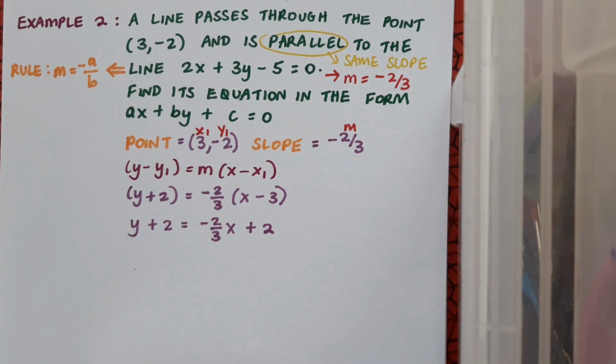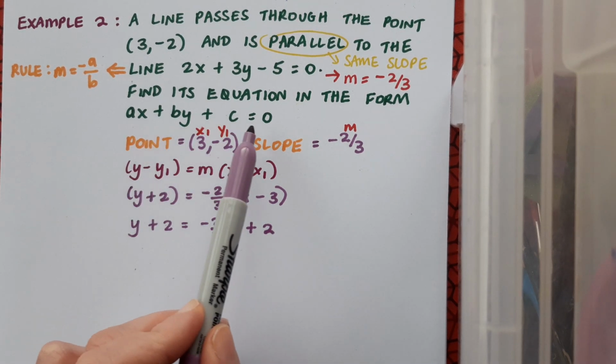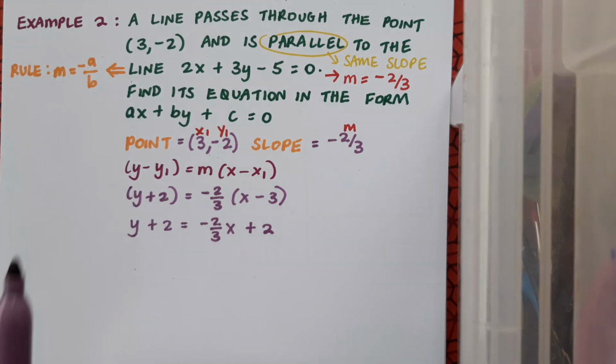Now at this stage, all that remains is for me to write the equation in the correct format. And the question is specifically asking for that format to be ax plus by plus c equals 0. So I have to do that. That means getting everything on one side, preferably with the x being positive, and then getting rid of fractions.